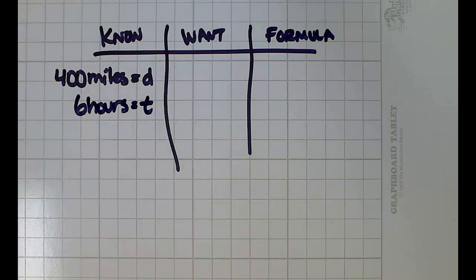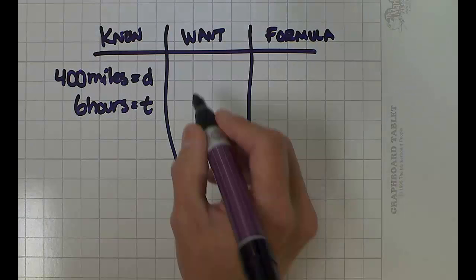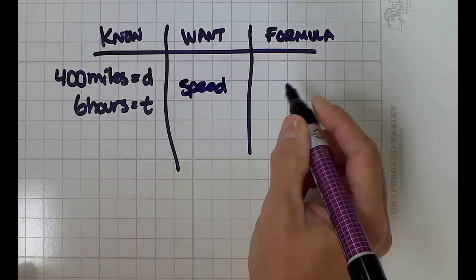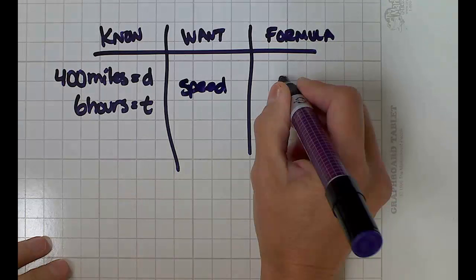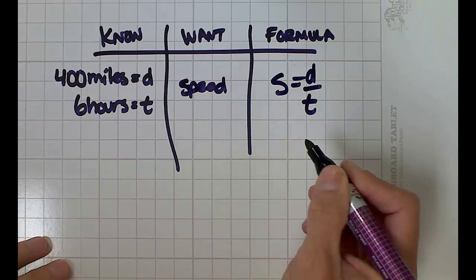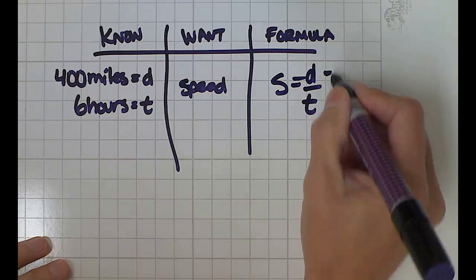The question is, is that reasonable? Can we get to Disneyland if we want to go 400 miles in 6 hours? So what I'm really looking for is speed. I know that my formula for speed is distance divided by time. I have my distance and I have my time, so I can figure that out.